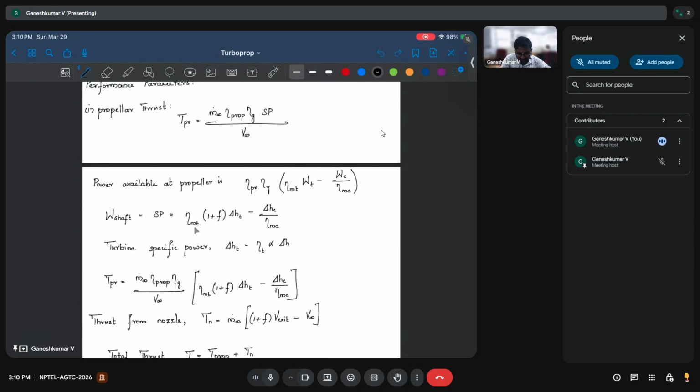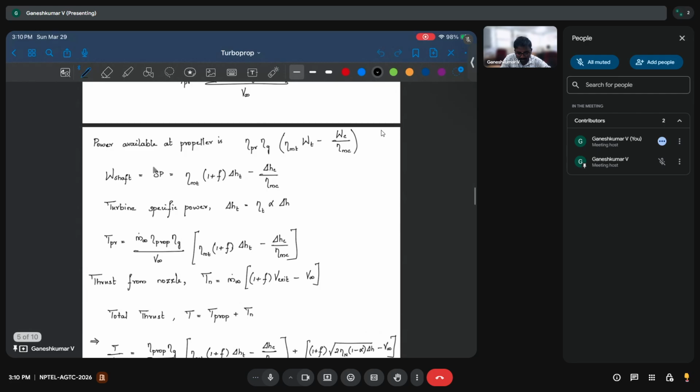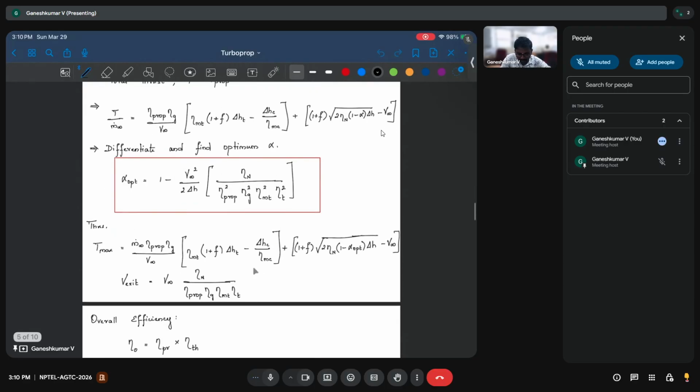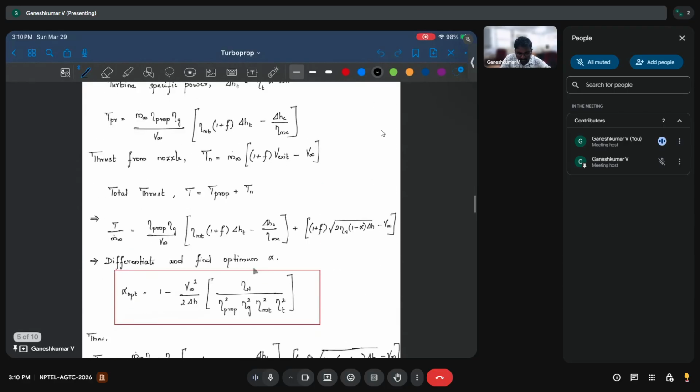Shaft power is nothing but eta_mt times (1 plus f) delta h_t minus delta h_c by eta_mc. So instead of W_t, you replace it with delta h. That's all. So this is the work available at the shaft. Similarly, the total thrust is going to be the thrust from the propeller, plus some thrust going out in the nozzle. And you can use this to find out the optimal power split alpha.